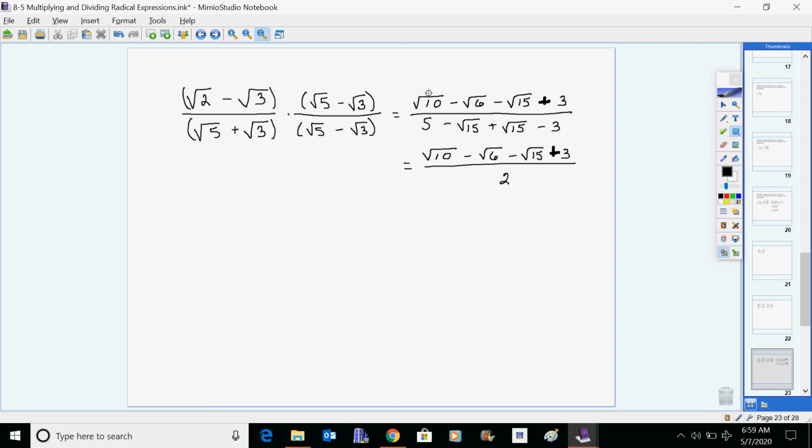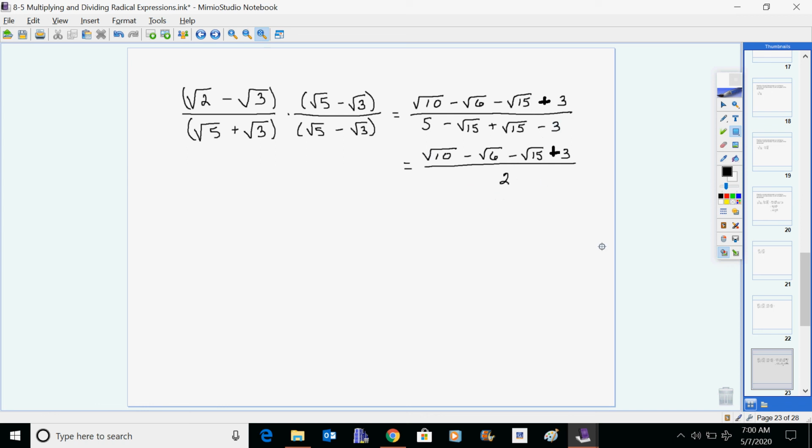Here it is. Here's our 10 and our minus square root 6 and our minus square root 15 and our plus, minus negative makes a plus 3. Our denominators, I wouldn't have to write them, but there they are just in case you need to see them. 5 at the beginning minus 3 at the end.